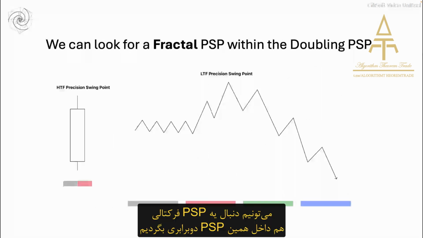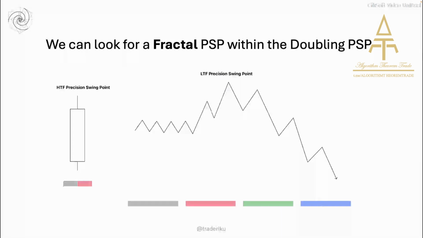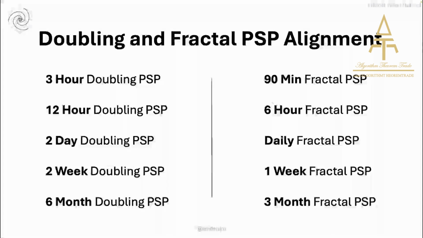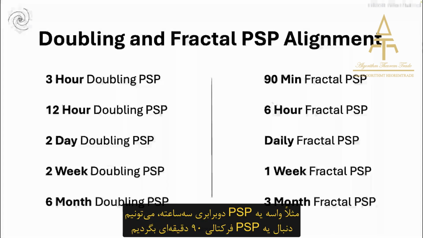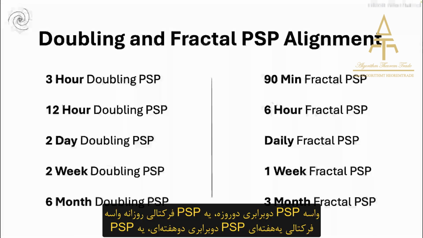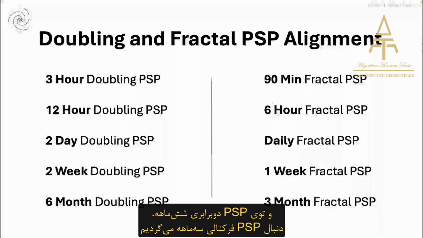We can also look for a fractal PSP within the doubling PSP. This is the time frame alignment for a doubling and fractal PSP. So for a 3-hour doubling PSP, we can look for a 90-minute fractal PSP within it. The 12-hour PSP, a 6-hour fractal PSP. The 2-day doubling PSP, a daily PSP. The 2-week PSP, a 1-week PSP. And then a 6-month PSP, we can look for a 3-month fractal PSP.